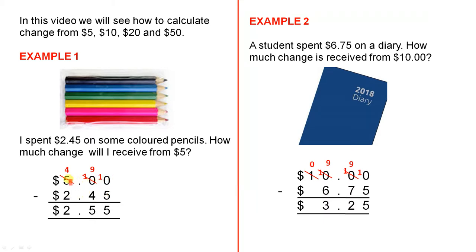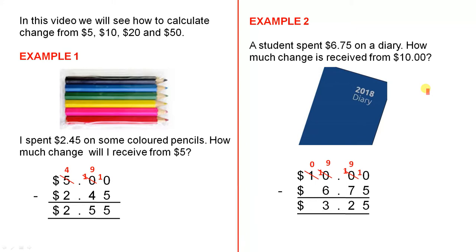So we go all across here to do our trading. So we make that a 4. There's our 1. So we cross that off and make it a 9. And there's the 1. So the trading's complete. 10 take away 5 is 5, 9 take away 4 is 5, and 4 take away 2 is 2. So the change is $2.55.